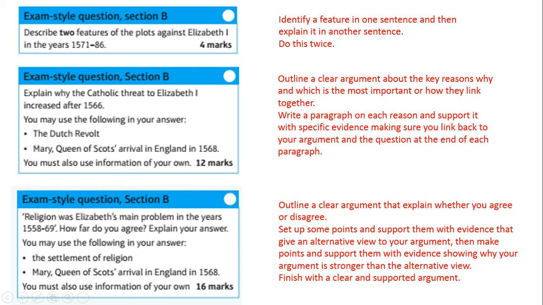The 4 mark and the 12 mark and the 16 mark, you're familiar with those types of questions. They are very similar to questions on the medicine module, for example. And you've also looked at some of the ways to answer them during this lesson notes booklet. So what I would like you to do is to answer each of the questions and then send them on to your teacher.